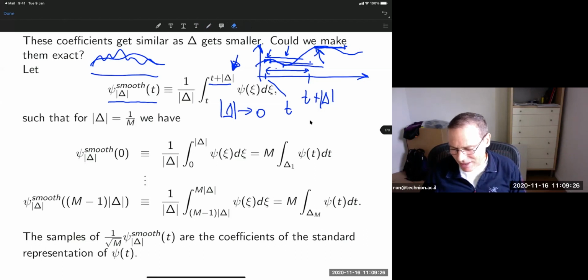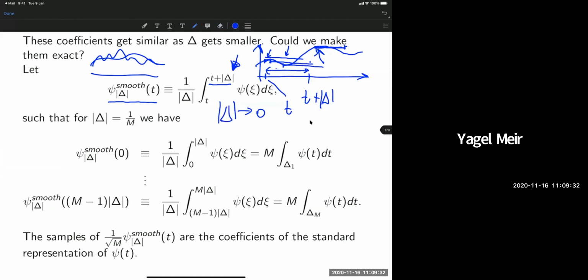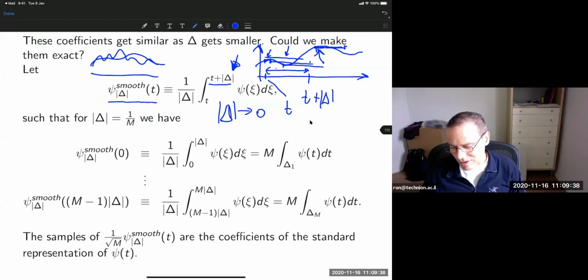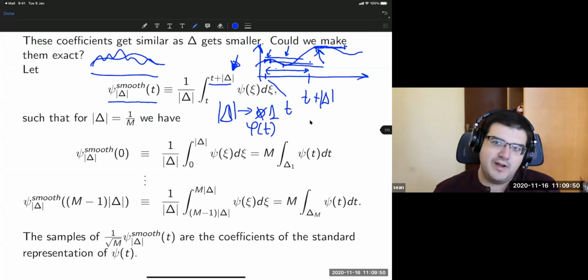So Yagel is saying that when delta is going to zero, what happens? Say it again. We're going to get the original signal since we're averaging over a very small interval. Yeah, exactly. So when delta is going to zero, what I'm going to get back is psi of t. Now, what happens when the interval would be equal to the whole interval? What would happen then? We average the signal. The average. Yeah, we just average the signal.